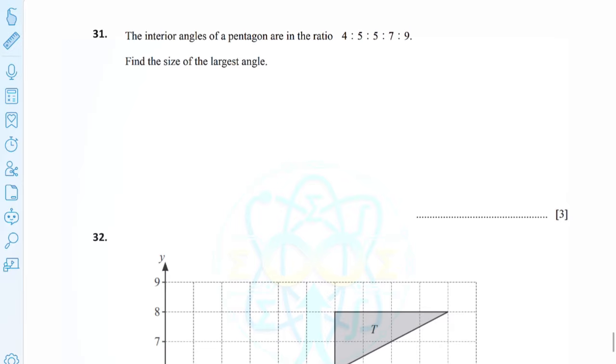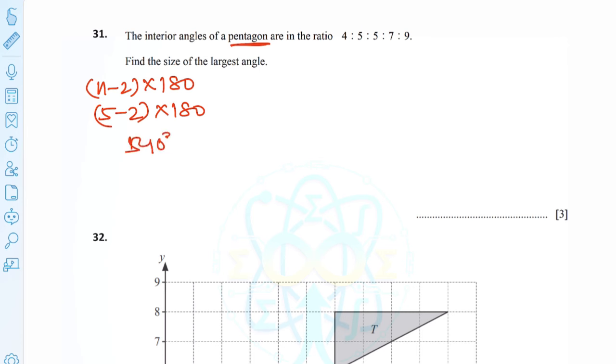The interior angles of a pentagon in a ratio are given. Okay, pentagon means we have 5 sides. First we should understand the total angle of any polygon. For the total angle, the formula is (n minus 2) times 180. So 5 sides means (5 minus 2) times 180. So 3 times 180, that means you will get 540 degrees. That means if I add all the 5 angles, it equals 540. That part we know. Then the ratio of the 5 angles is given.